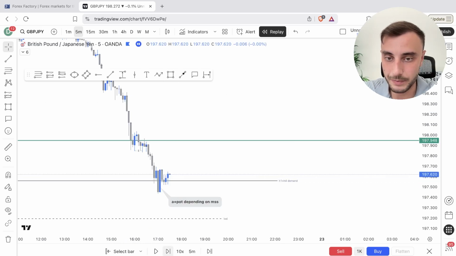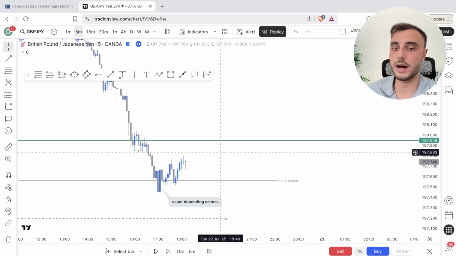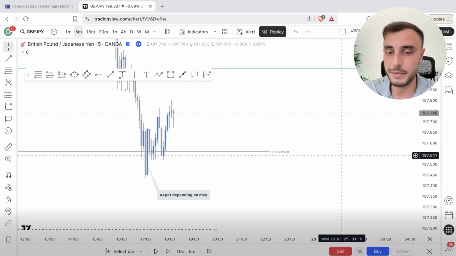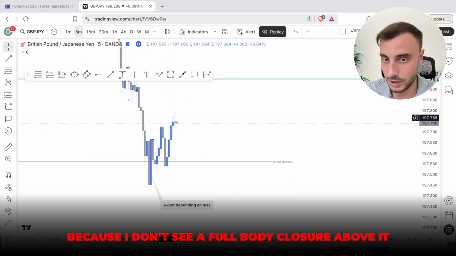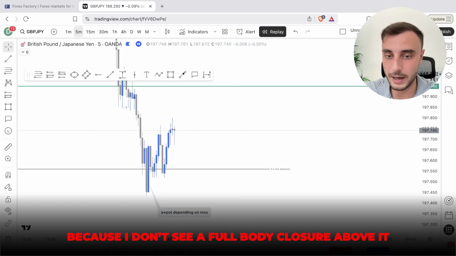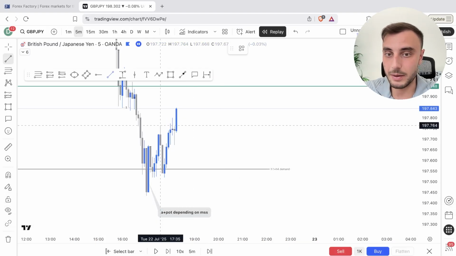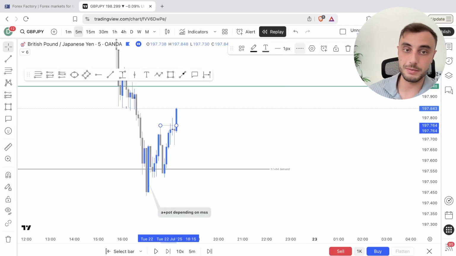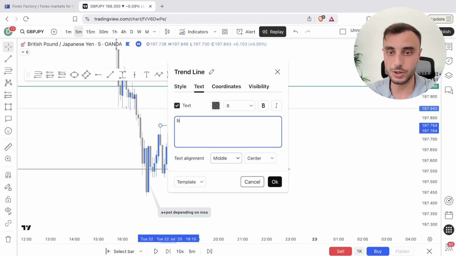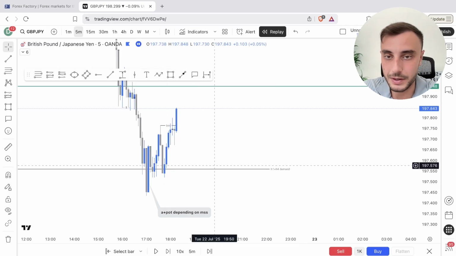Price moves lower, but then check this out guys, it forms a second leg, and here we go. Okay, we have a shift right here, but right now I wasn't taking it in consideration because I don't see a full body closure above. Okay, I want to see a full body closure. And check this out. Right here, I was able to identify the valid shift because right now we do have a full body closure. And then I looked for the VVGs.